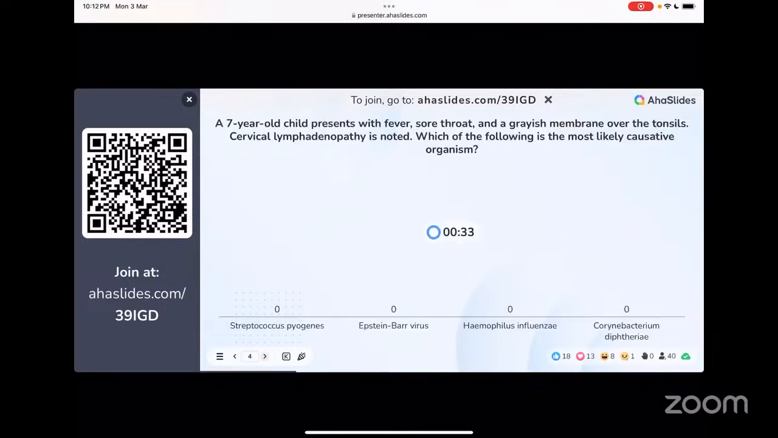A 7-year-old child presents with fever, sore throat, and a grayish membrane over the tonsil. Cervical lymphadenopathy is noticed. Which of the following is the most likely causative organism? Over here, we're asking you the organism causing cervical lymphadenopathy along with a grayish membrane. So let's give you a clue. This bacterium produces an exotoxin that inhibits EF2, leading to cell death. Did you get it?